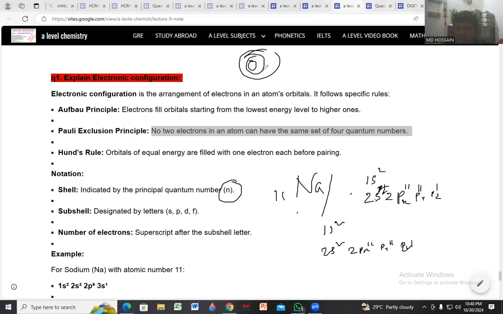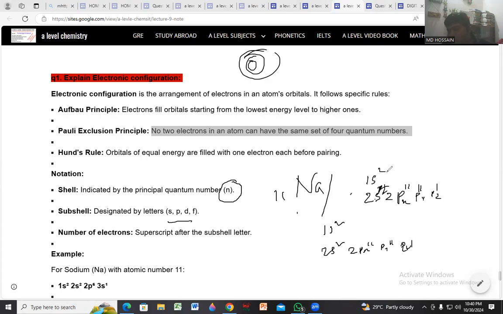First order, second, third: n equal to 1, n equal to 2, n equal to 3. This way, right? And these are the subshells, which means orbitals. So a subshell has another name, which is known as orbital, right? The number of electrons is written as a superscript after the subshell letter.